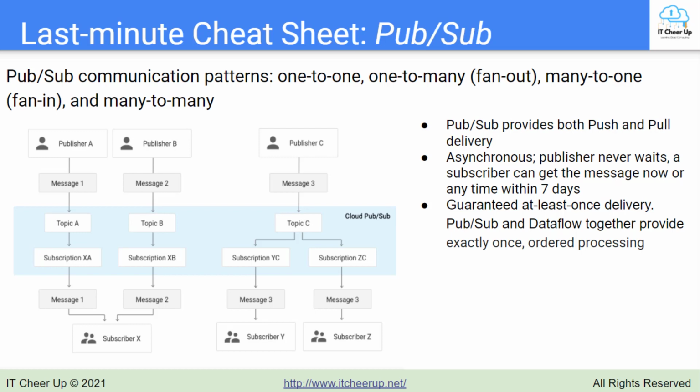To solve these issues, Cloud PubSub and Cloud Dataflow can work together to provide exactly once ordered processing. PubSub handles exactly once delivery, and Dataflow handles deduplication, ordering, and the windowing. Separation of duties enables a scalable solution that surpasses bottlenecks in the computing messaging systems. You can review the last-minute cheat sheet of Cloud Dataflow to learn more details of data processing in Dataflow.